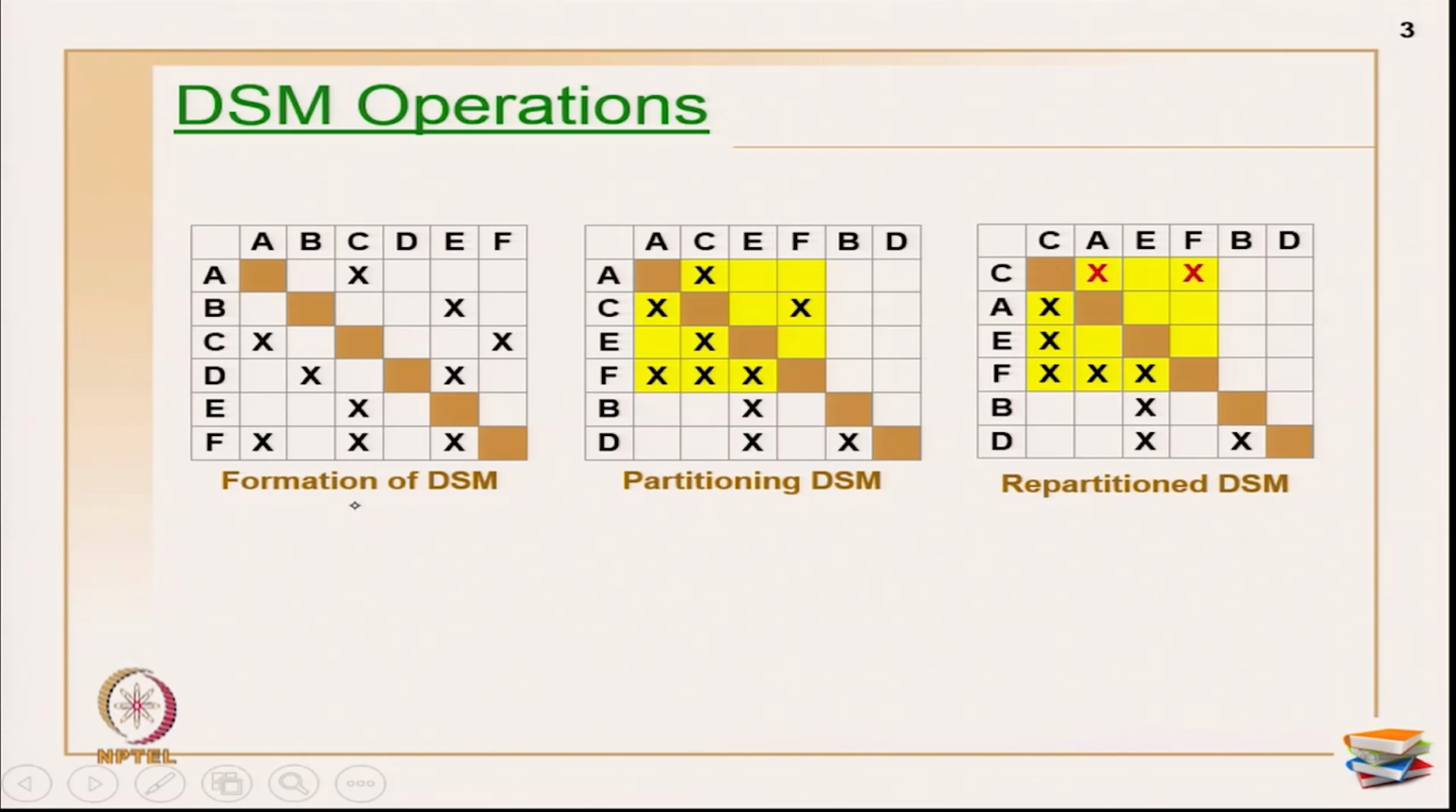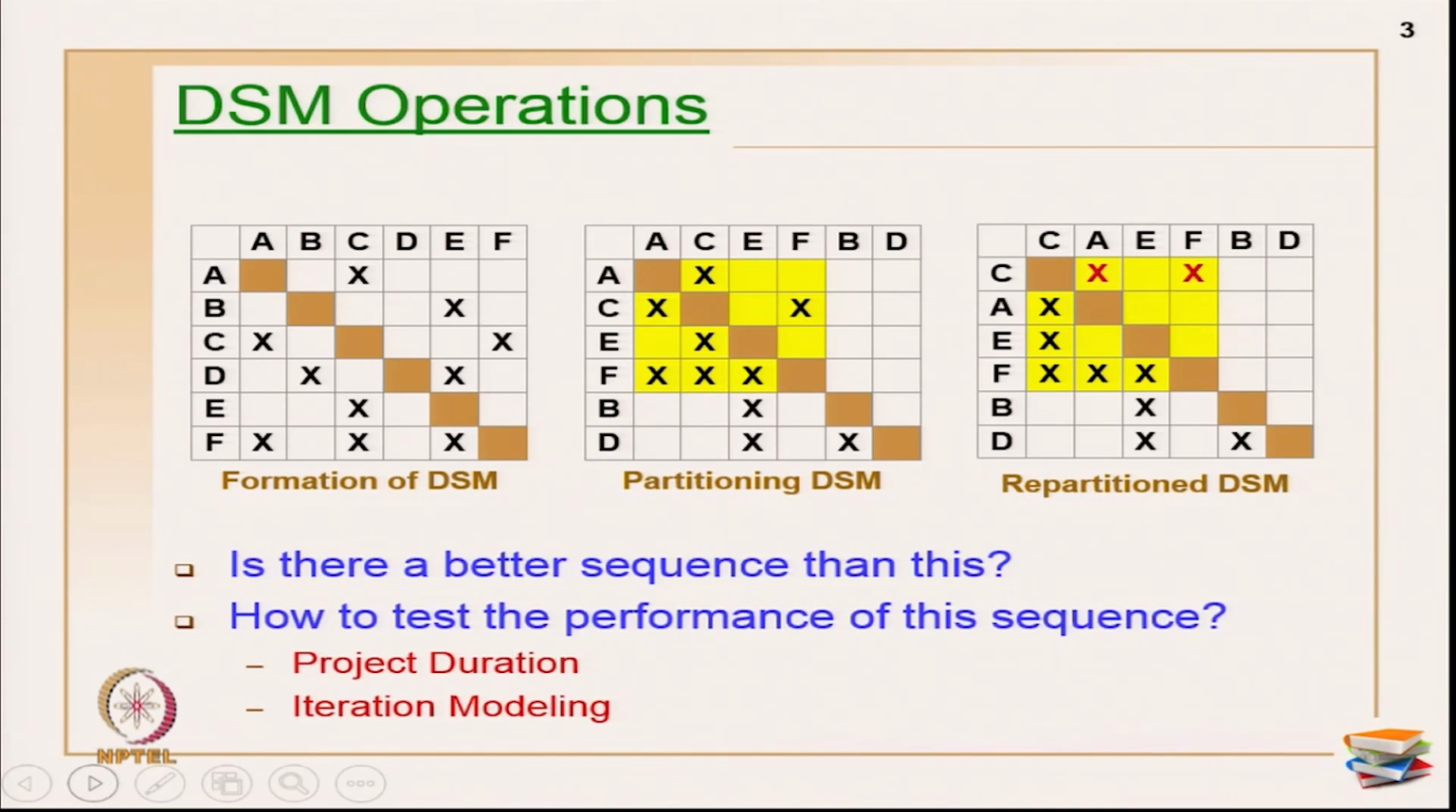This is operation number 1, formation. This is operation number 2, which is partitioning. The third one is tiering. Tiering always goes along with the repartitioning, and then the next step is primarily the iteration modeling.